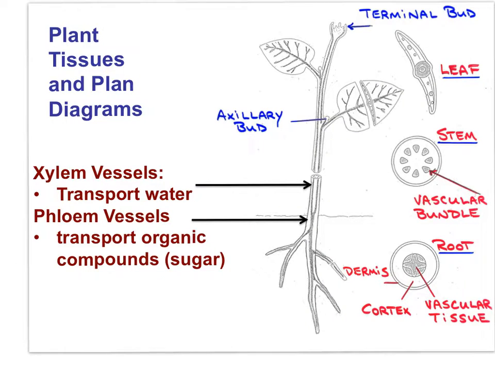A plant has different tissues in the same way that an animal does. The epidermis is protective. The ground tissue here and here is supportive. And the vascular tissue, seen here as bundles and here in the root, transports water or sugars. Now the xylem transports water from the roots to the leaves. The phloem transports organic compounds, sugars mostly, from the leaves to all parts of the plant.